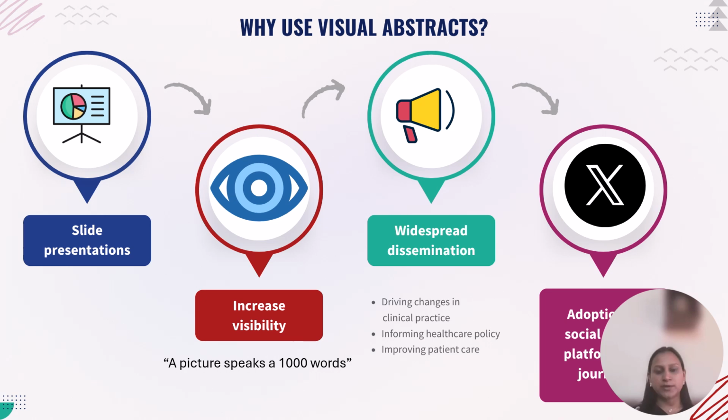So why use visual abstracts? They can be used in slide presentations. As you all know, a picture speaks 1,000 words. So visual abstracts increase visibility of the manuscript and help in widespread dissemination. It is very easy to share your visual abstracts on social media platforms like Facebook, Instagram, Twitter, LinkedIn, WhatsApp, and so on. Because of this widespread dissemination, a few people might develop interest in reading the article completely, and that might influence healthcare policies, bring in changes in clinical decisions, and eventually improve patient care.